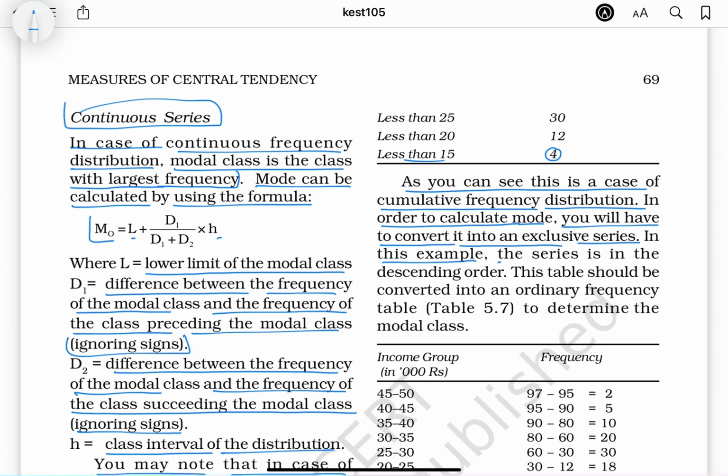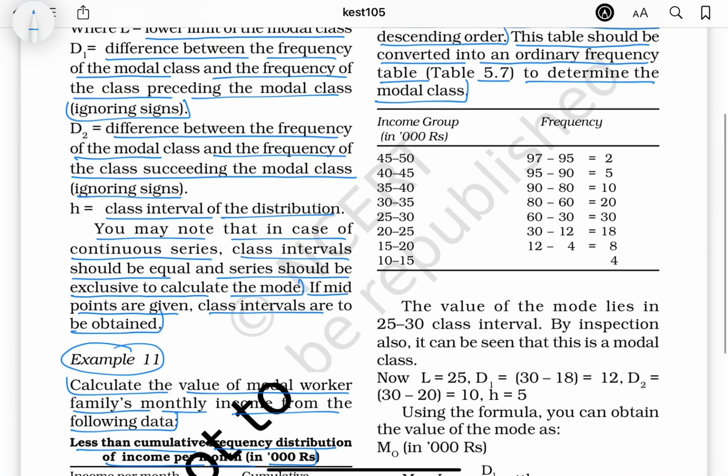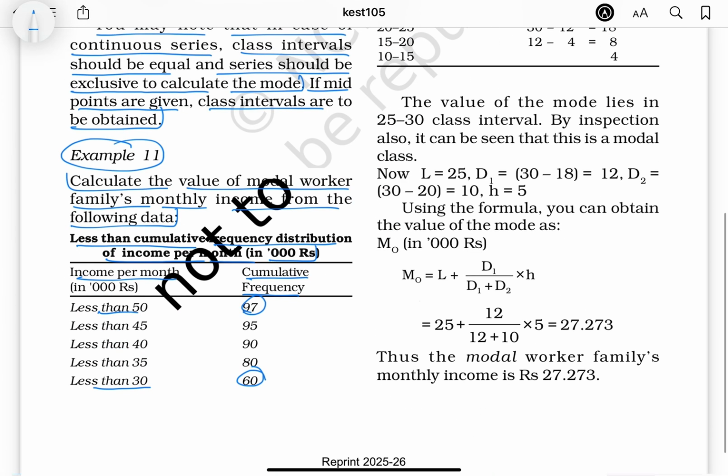In this example, the series is in descending order. This table should be converted into an ordinary frequency table, Table 5.7, to determine the modal class. Income group in thousand rupees, frequency: 45 to 50, 2; 40 to 45, 5; 35 to 40, 10. The value of the mode lies in the 25 to 30 class interval. By inspection also, it can be seen that this is the modal class.